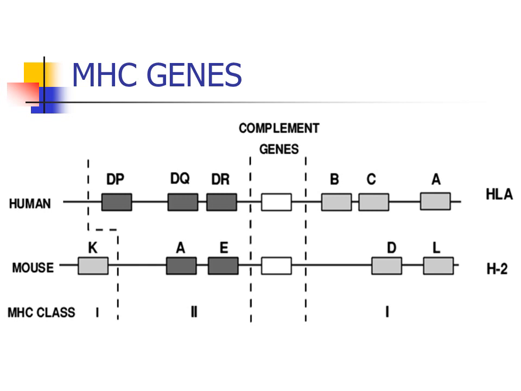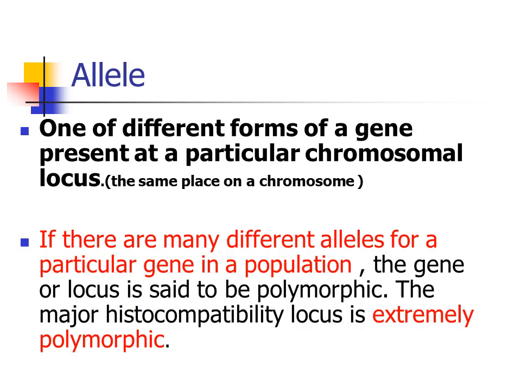Each one of these genes has different forms. One of the different forms of a gene present at a particular chromosome locus is called an allele. If there are many different alleles for a particular gene in a population, the gene or the locus is called polymorphic. The major histocompatibility genes are extremely polymorphic.